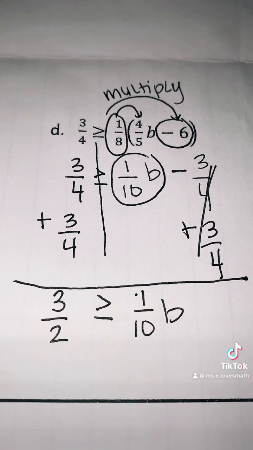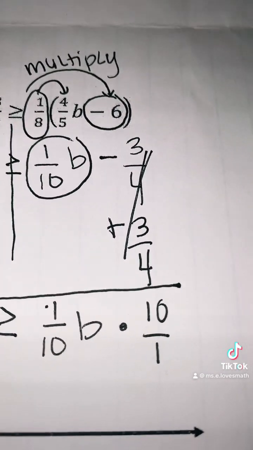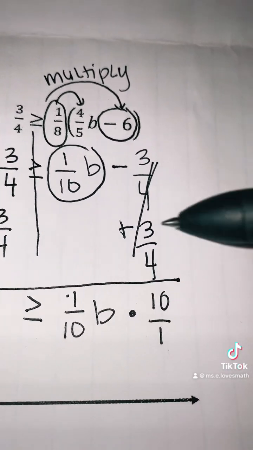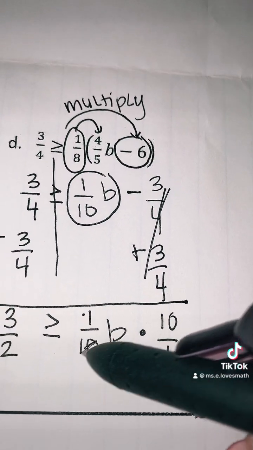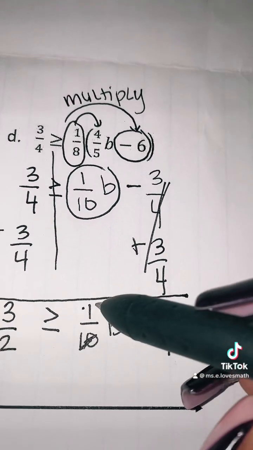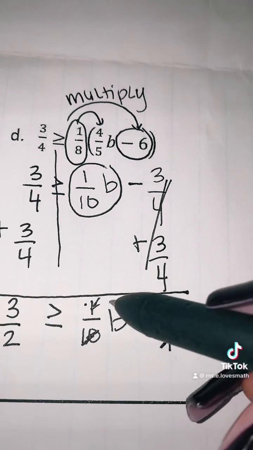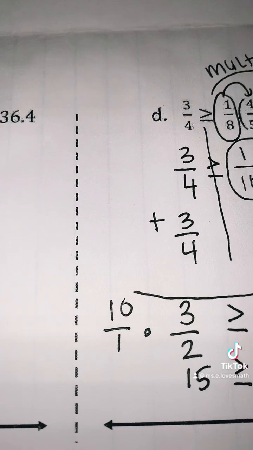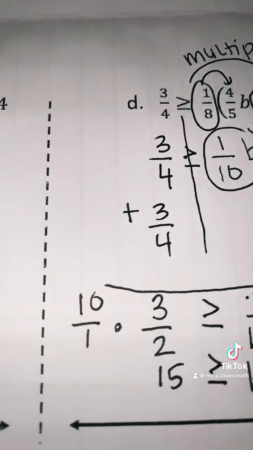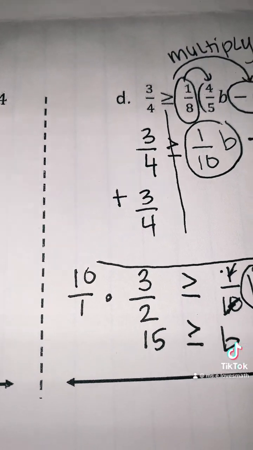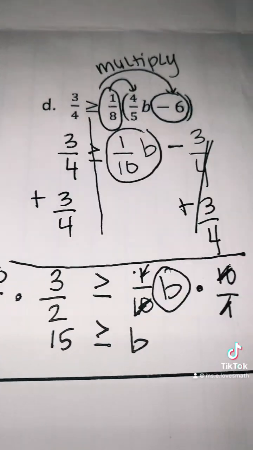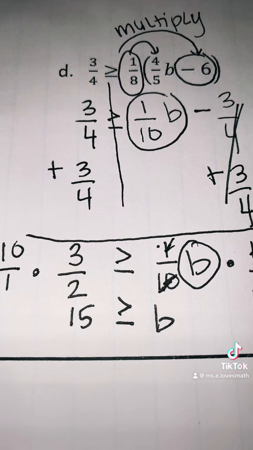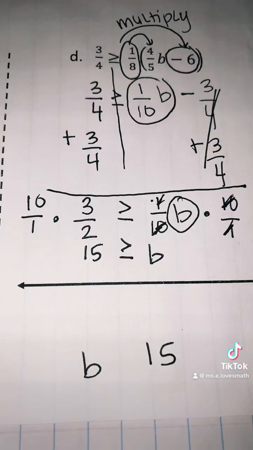To get b by itself, we need to multiply by the reciprocal. That way we can cancel out, and the only thing that's left is b. Whatever we do to one side, we must do to the other side. So when we multiply 10 times 3/2, we end up with 15. So we are having 15 is greater than or equal to b.